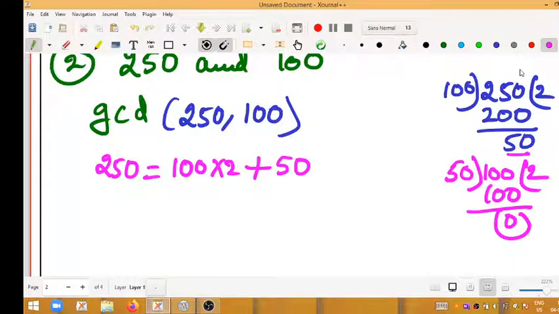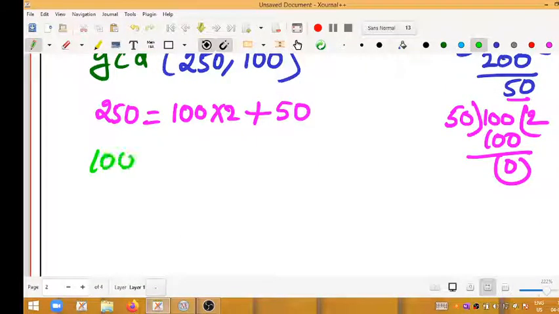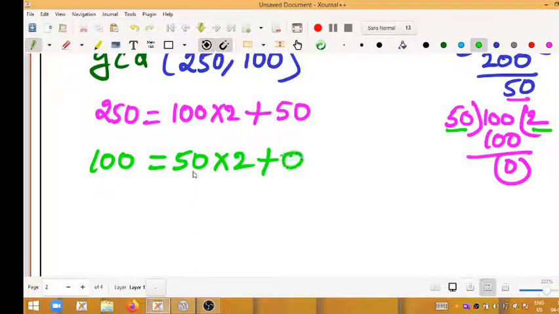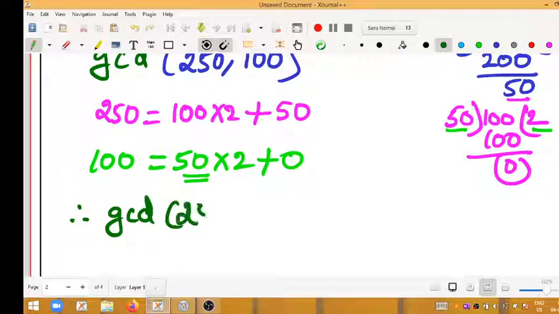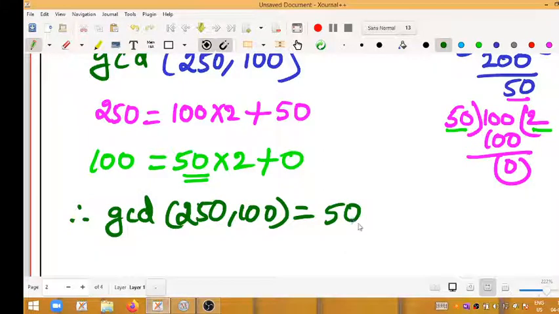So my dear students, see here, this 100 is equal to 50 into 2, divisor into quotient plus remainder 0. So 0 here. So here GCD is how much? 50. Therefore GCD of 250 comma 100 is equal to 50. This is the GCD.